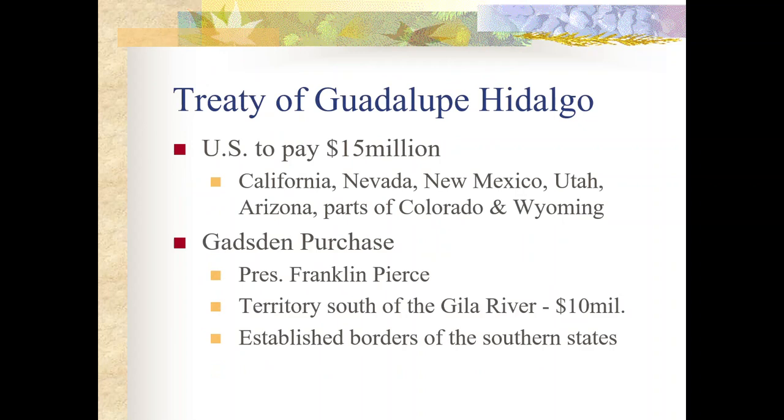Later on, under the presidency of Franklin Pierce, he will give commissions to a diplomat there, Gadsden, to make the Gadsden Purchase. So territory south of the Gila River, we will pay $10 million for this small portion of land, but this will establish our southern borders. Currently, and as is today, our southern borders in the continental U.S.